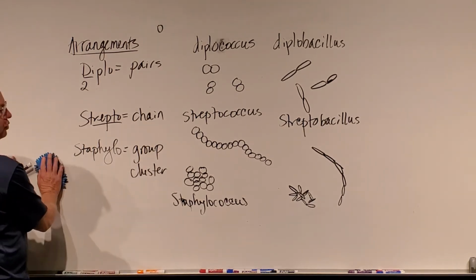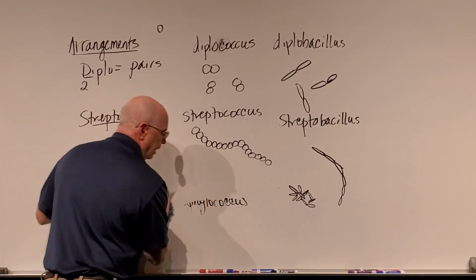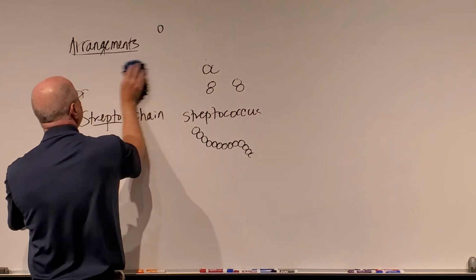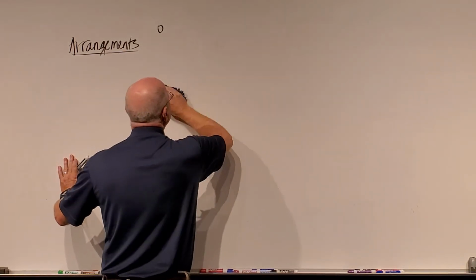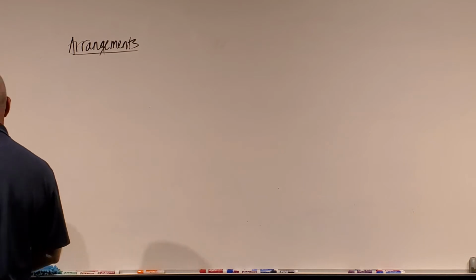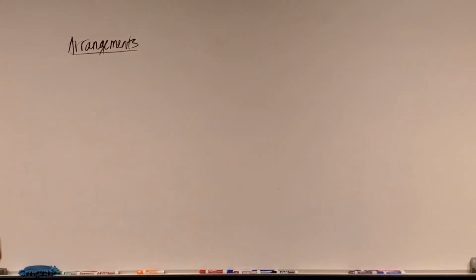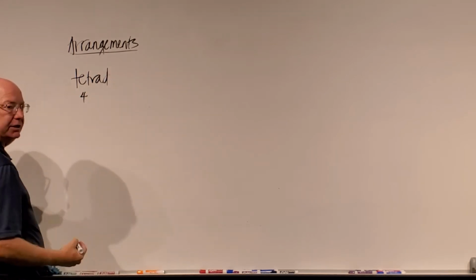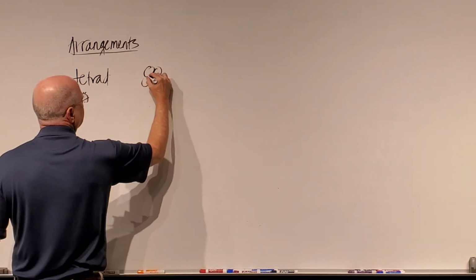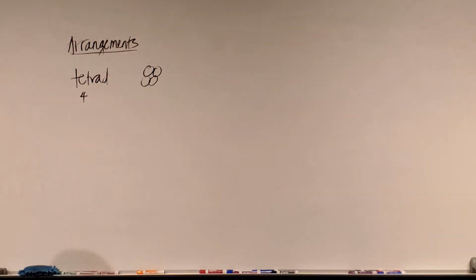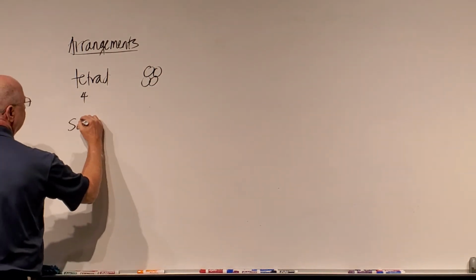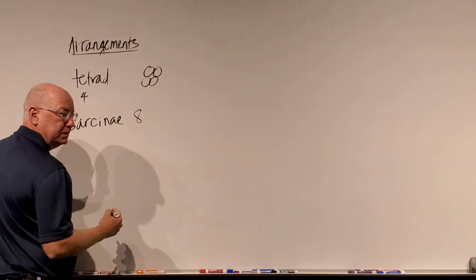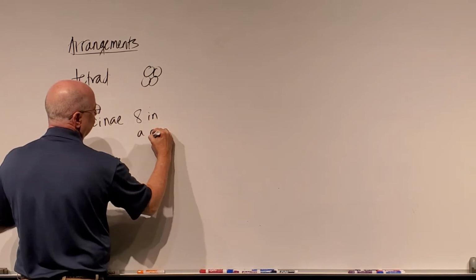I'm running out of room here, so I'm going to erase all of this. And I want to include some of these names. These are a little bit more rare, and you won't see them as often, but they do fall under the arrangements or categories of bacteria. So, one of them is a tetrad. Tetra means four. So when we say a tetrad formation, then we mean four of them stuck together in a little group. And then there's some called sarcinae, and sarcinae is a group of eight in a cube sort of shape.